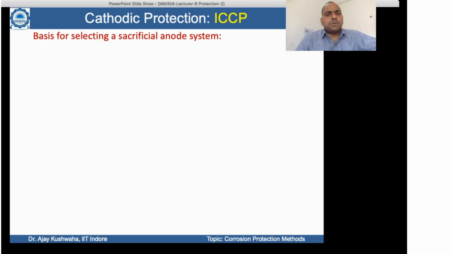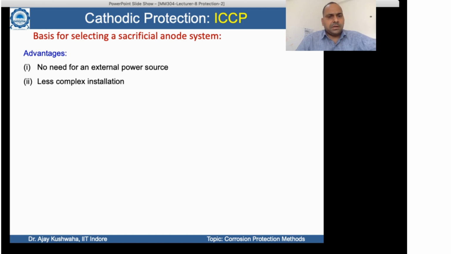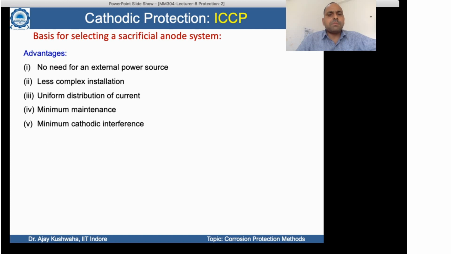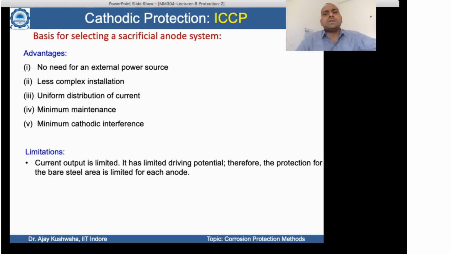So basically, how are we going to select the ICCP system? A few points are here. Advantages: here no need for an external power source, basically in the case of a sacrificial anode. Less complex installation, uniform distribution of current, minimum maintenance, minimum cathodic interference. If we are using the sacrificial anode, I'm not talking about ICCP. So what are basically the good and bad points, or limitations and advantages? In the case of a sacrificial anode, these are the plus points, but the limitations are also there.